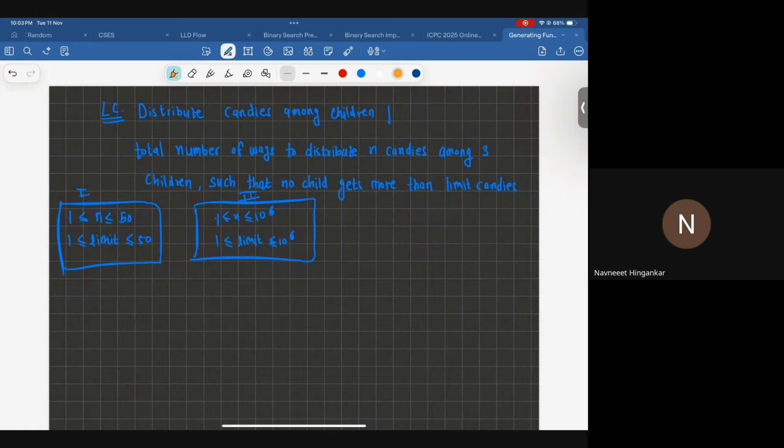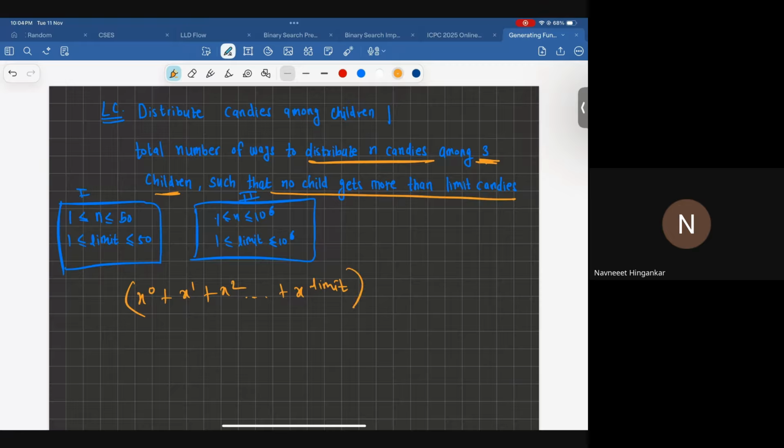The LeetCode task is the total number of ways to distribute n candies among three children, such that no child gets more than limit candies. So how could we write this in terms of a generating function? Let's consider only one child. For one child, the possible numbers of candies are x to the power 0, x to the power 1, x to the power 2, up to x to the power limit, because this is the state of the dp. The coefficient is 1 here. So this is the state for one of the dp.